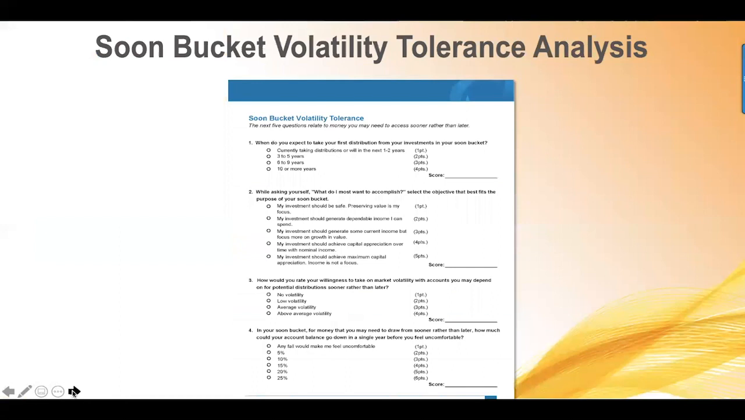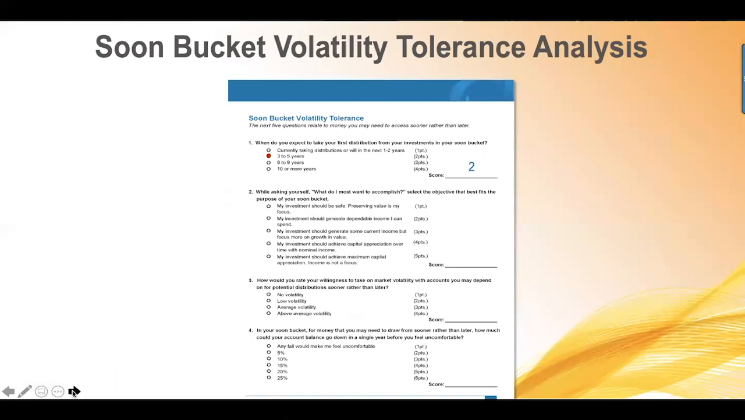There's 5 quick questions on the soon bucket. So the first one we know the answer to. When do you expect to take your first distribution? Well, that's 3 to 5 years. We've already talked about that, probably earmarking about 3 or 4 years. Second, while asking yourself, what do I most want to accomplish? Select the objective that best fits the purpose of your soon bucket. So what's the purpose of our soon bucket?